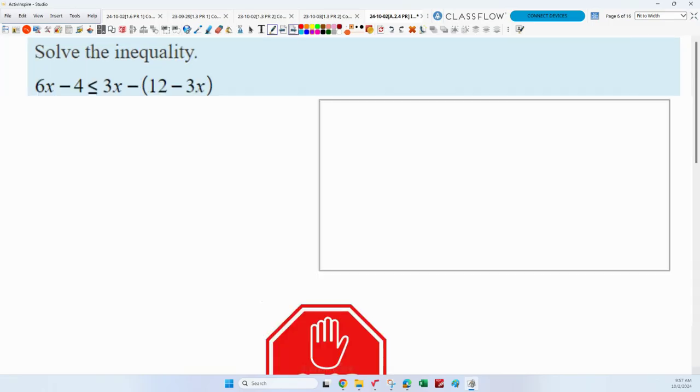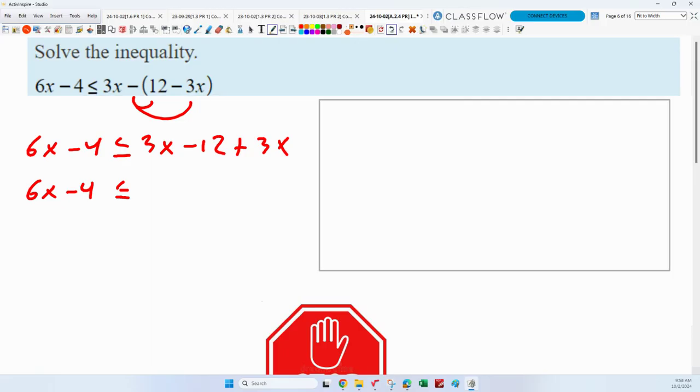Okay, last one. Last one, and we'll call our quits here. So look at this guy. Same kind of thing. I'm going to zip through this so I get you guys working. I feel like I'm taking too long. So if I distribute the negative on the right side, I get 6x minus 4 on the left. On the right side, I get 3x minus 12 plus 3x, not 9x. Collect like terms. I get 6x minus 4 is less than or equal to 6x minus 12.